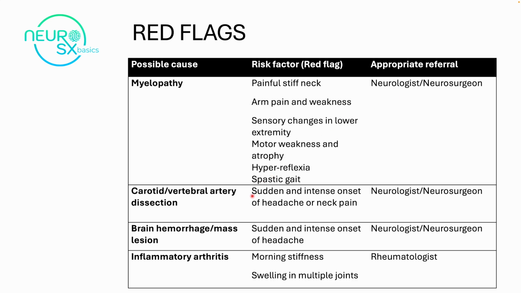A sudden and intense onset of headache or neck pain might indicate a vascular problem leading to carotid or vertebral artery dissection, which needs evaluation. A sudden and intense onset of headache might also indicate a brain hemorrhage or subarachnoid hemorrhage, again requiring evaluation. And particularly morning stiffness and swelling in multiple joints can indicate inflammatory arthritis, which should be referred to a rheumatologist.